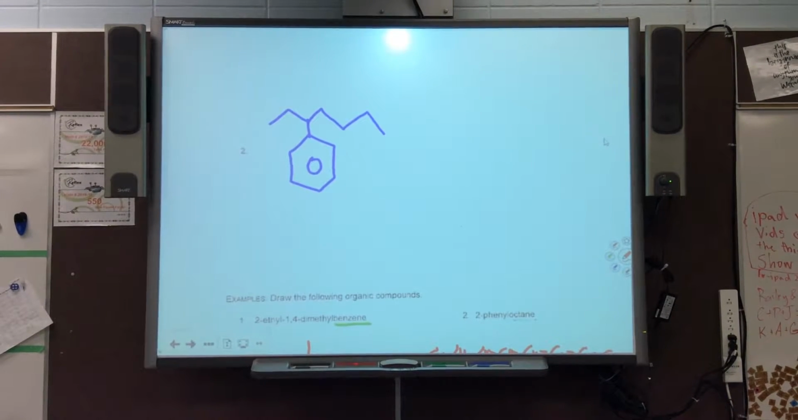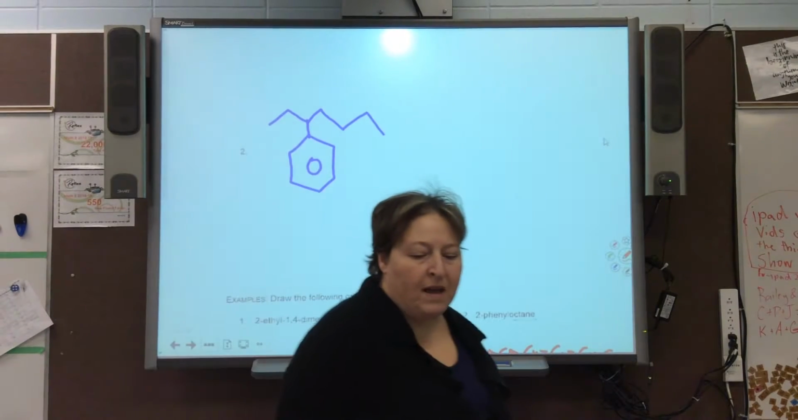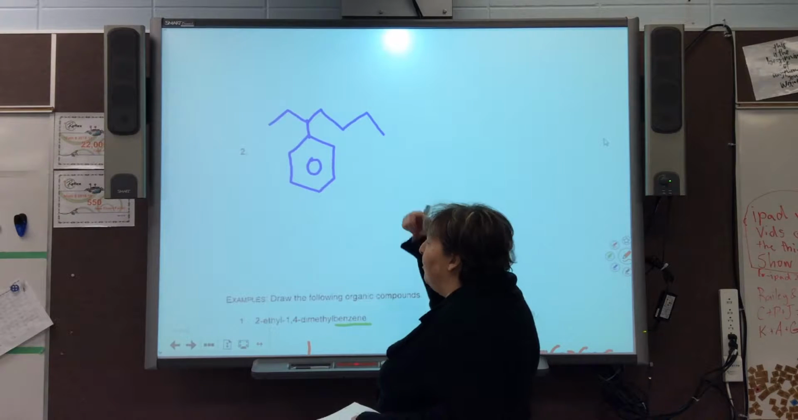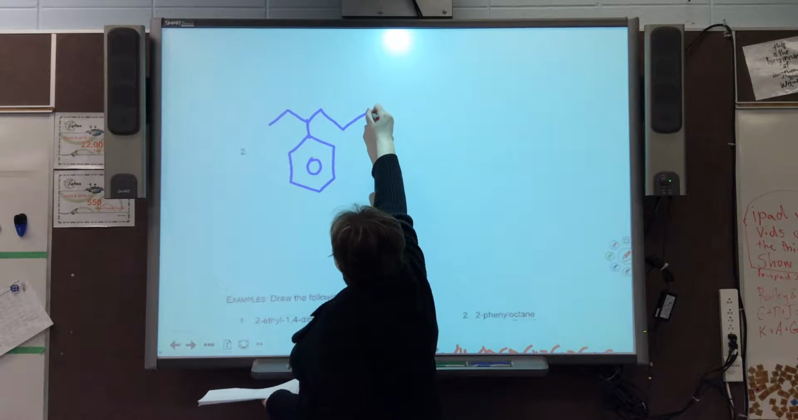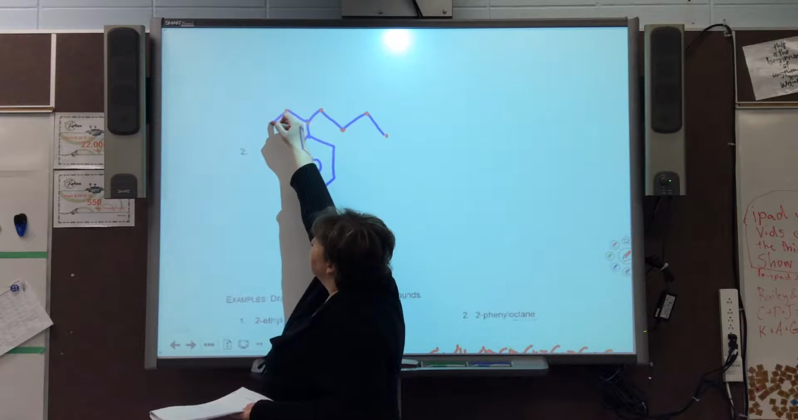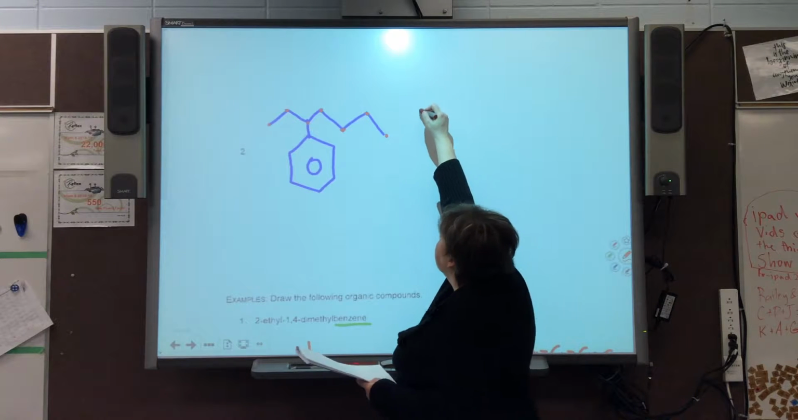Okay, so what is this? One of the first things that you have to do when you see a benzene ring with any kind of carbon coming off of it is count the carbons. So 1, 2, 3, 4, 5, 6, 7.